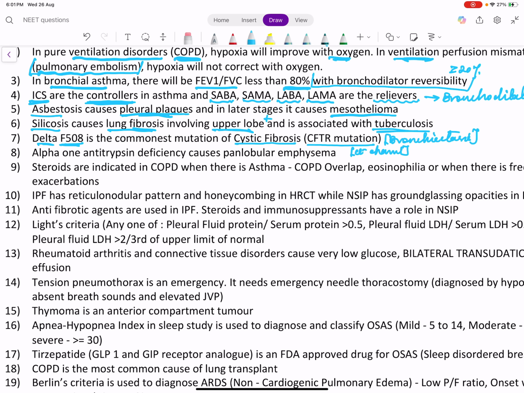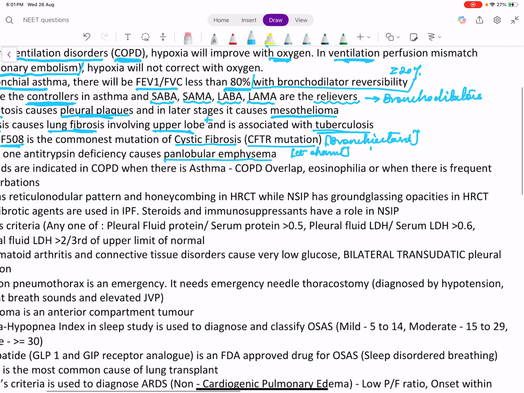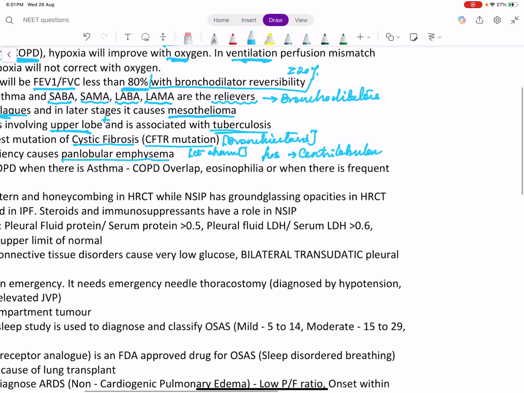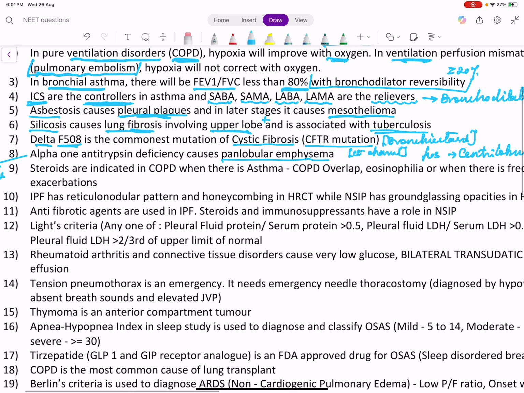Now alpha-1 antitrypsin deficiency is one cause of emphysema. It is actually a cause of emphysema plus cirrhosis. The emphysema here is panlobular emphysema. Whereas in COPD, we get centriacinar or centrilobular emphysema. Only the airway close to the central bronchi will be destroyed and dilated in centrilobular emphysema. That is common in smoking. Whereas panacinar emphysema is seen in alpha-1 antitrypsin deficiency.